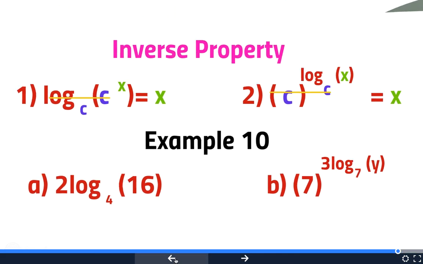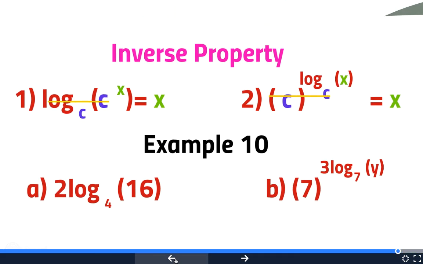Okay, so go ahead and pause the video and have a wonderful, amazing, incredible time working example problem 10, which is the last example problem.